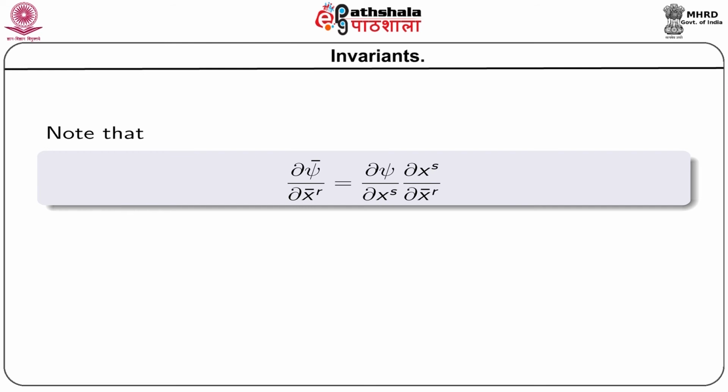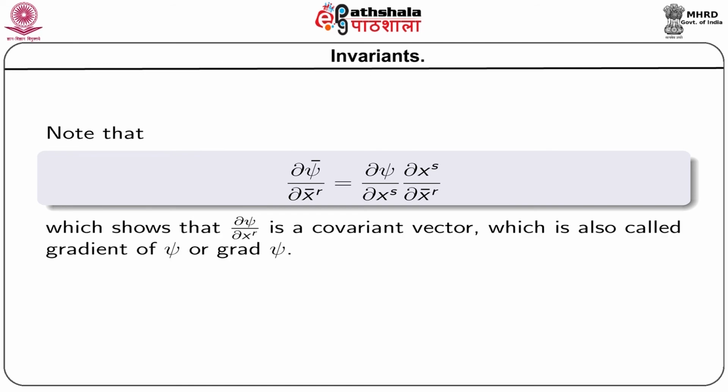Note that if I take the partial derivative of this psi bar with respect to x bar r, then we can express it in the following way: del psi bar by del x bar r equals del psi by del x s times del x s by del x bar r, which shows that del psi by del x r is a covariant vector, which is also called the gradient of psi or grad psi. So, the partial derivative of an invariant is a covariant vector, which is called the grad of that invariant.